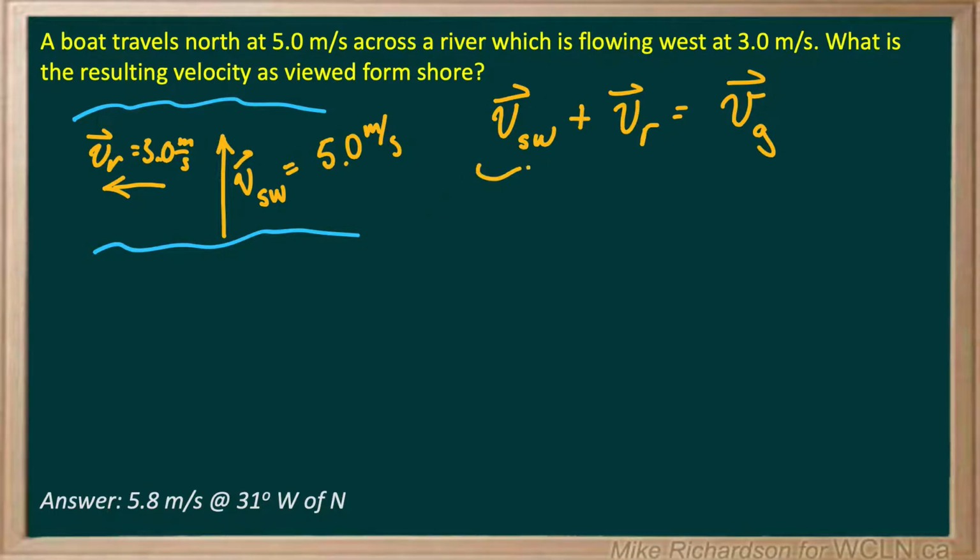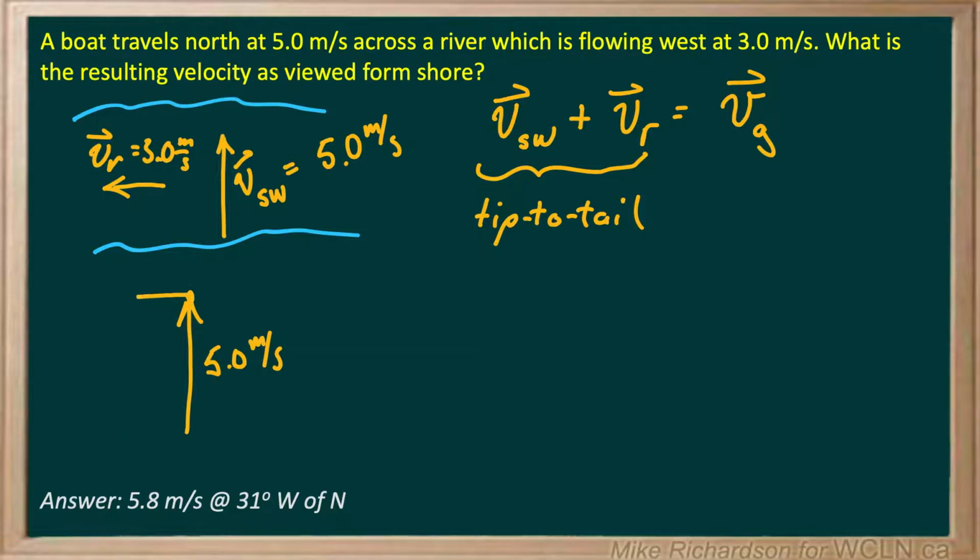And again, vector addition, these two on the left, we have to do those tip to tail. We can't simply add those two numbers up and get 8. We have to make a diagram. So try and draw it roughly to scale. So I've got the still water velocity, which is straight up at 5. And then at the tip of this vector, we start the tail of the next vector, which is VR. And it's pointed to the left, and it's only 3 meters per second.